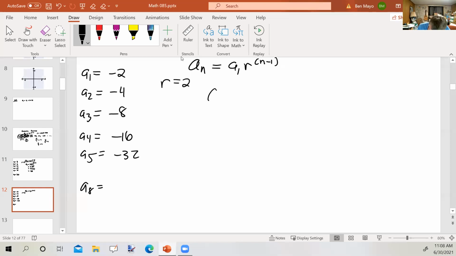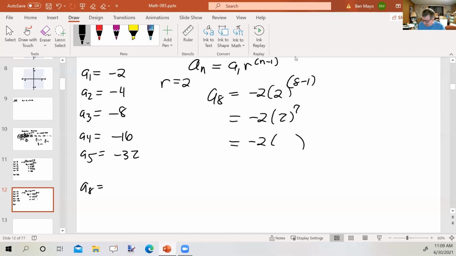To find a sub 8, that would be a sub 1, which is -2, times r, which is 2, to the 8 minus 1 power, which would be -2 times 2 to the 7th power. 2 raised to the 7th power is 128, and -2 times 128 is -256. Any questions about that example?